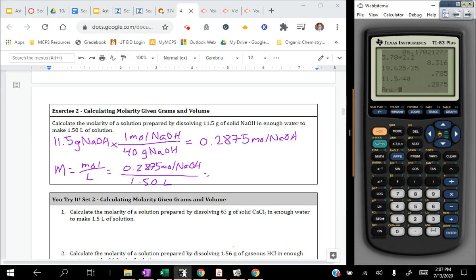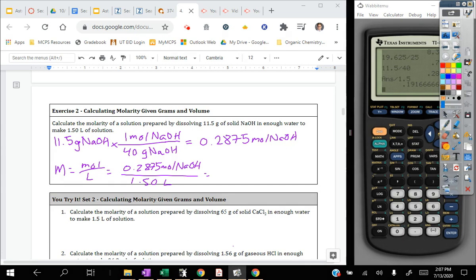So I can go ahead, take my previous answer in the calculator, divide this by 1.5, and I get 0.1916666 repeating. And I need three significant figures on my answer. I see 1, 1, and 5 is three sig figs. So my answer is 0.192. I have to look at the 6 and I see I round up. 0.192 molar NaOH solution. And that would be three significant figures. Remember, the leading zero does not count. So these are my three significant figures.